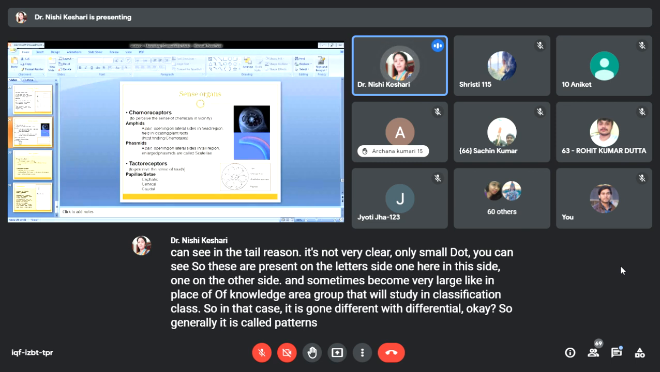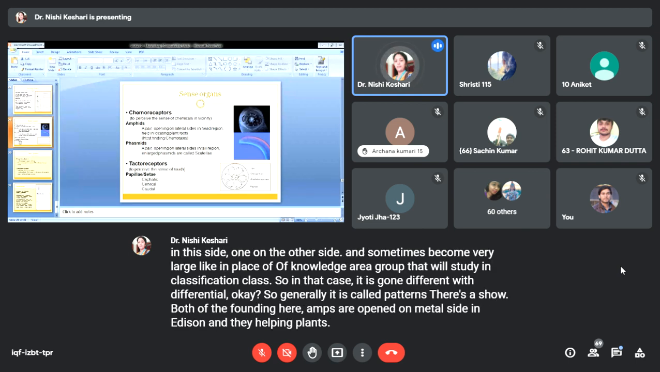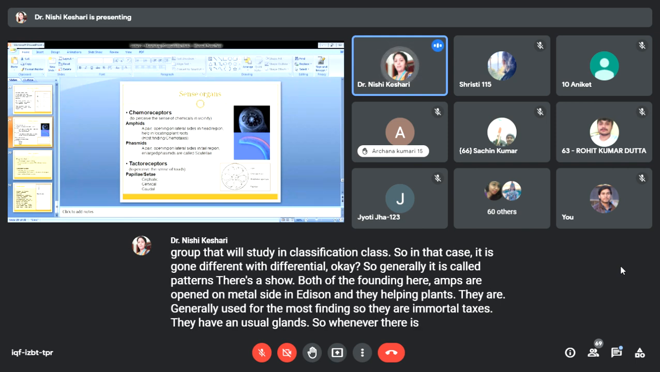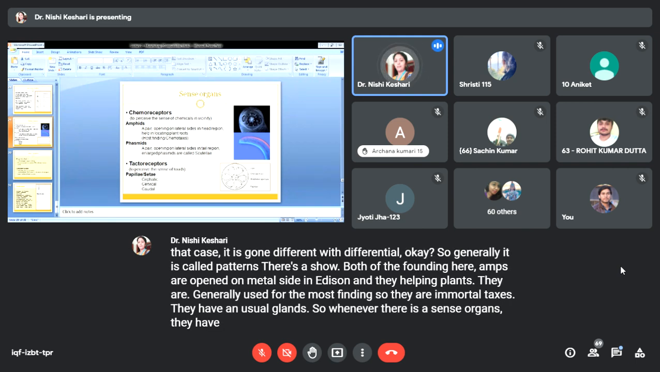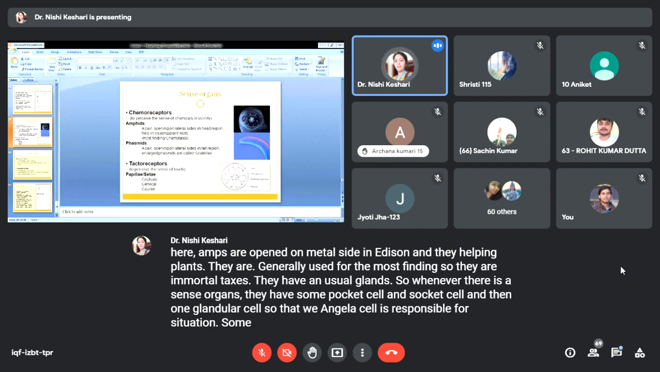Yes, so both are found in pairs. Amphids are opened on the lateral side and adjacent, and they help in locating plant roots. They are generally used for host finding. So they are chemoreceptors, they have individual glands. Whenever there are sense organs, they have a pocket cell and socket cell, and then one glandular cell. That glandular cell is responsible for secreting some chemicals, and that will help in sensing.